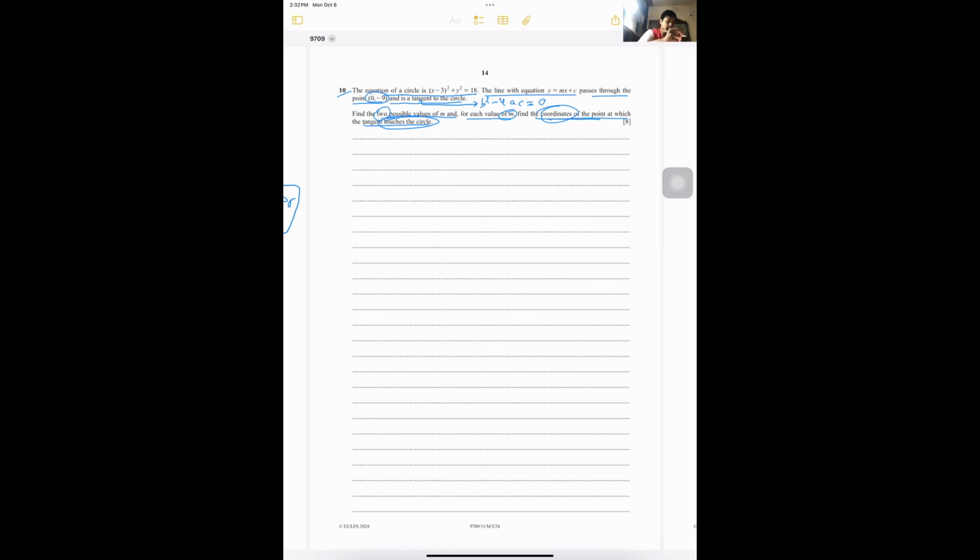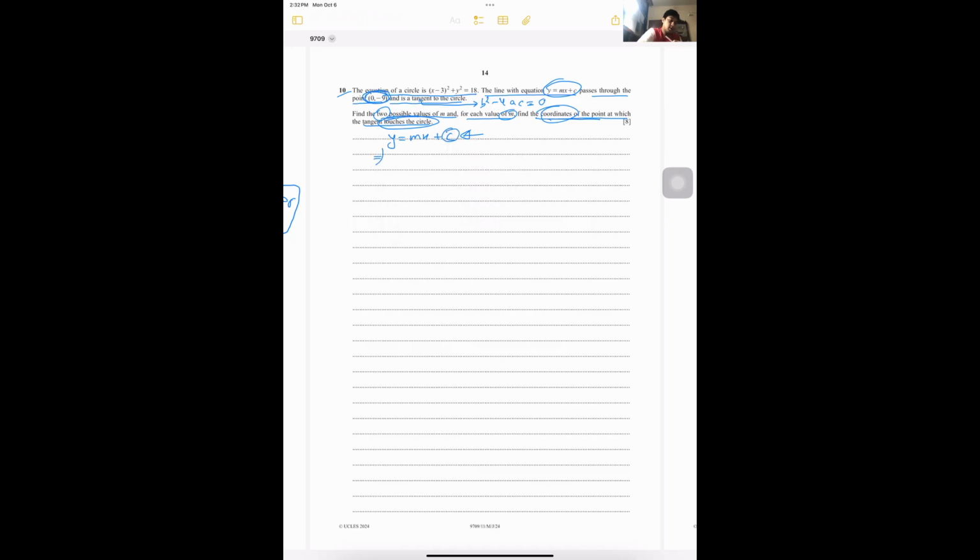So first, we know this equation, so let's write that down first. Y equal to mx plus c. If we place this coordinate in this equation right here, we will be able to find the value of c.